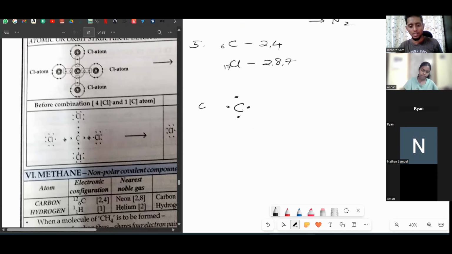So for chlorine's electrons, we'll put an X, so you don't get confused between chlorine's electrons and carbon's electrons. Okay, so 1, 2, 3, 4, 5, 6, 7. Only the electron that's going to take part in the sharing, you draw it separately like this. Put a plus in between, and then show that these 2 electrons are going to take part.